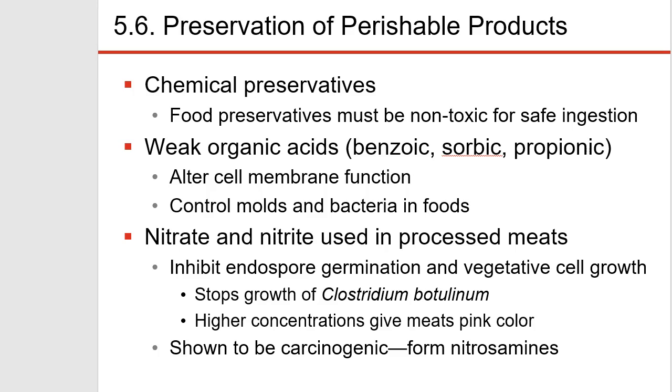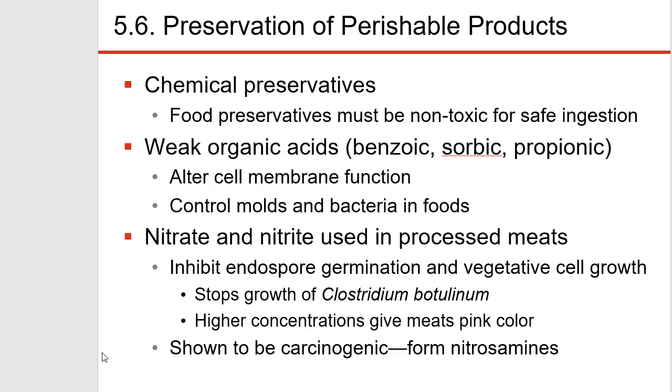Nitrate and nitrite are used in processed meats. There was a viral video going around not too long ago that showed McDonald's, and everyone thought that the pink stuff coming out of this machine was strawberry ice cream. It was not. We should have known, because their ice cream machine never works. What it actually was, was nitrate. Nitrate gives meat its pink color, more specifically the chicken.